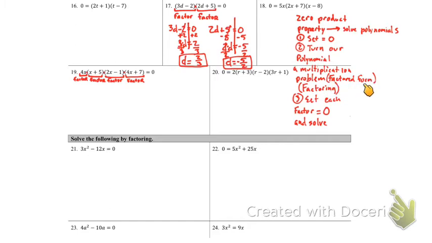So now step 3 says set each of these factors equal to 0. So we're going to have 4 equations here. So we have 4x equal to 0, x plus 5 equal to 0, 2x minus 1 equal to 0, and 4x plus 7 equal to 0. And guess what we got to do? We got to solve each one.